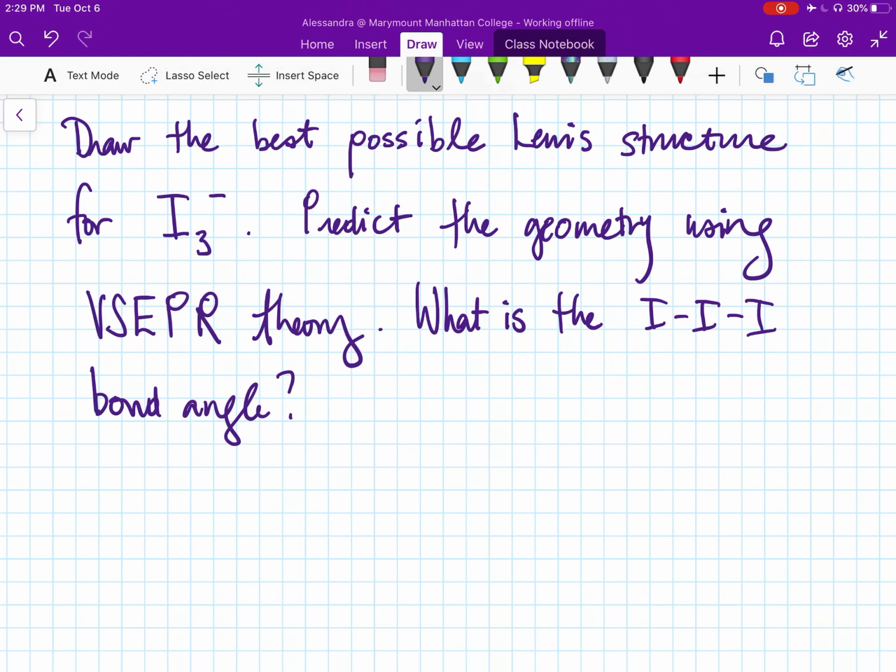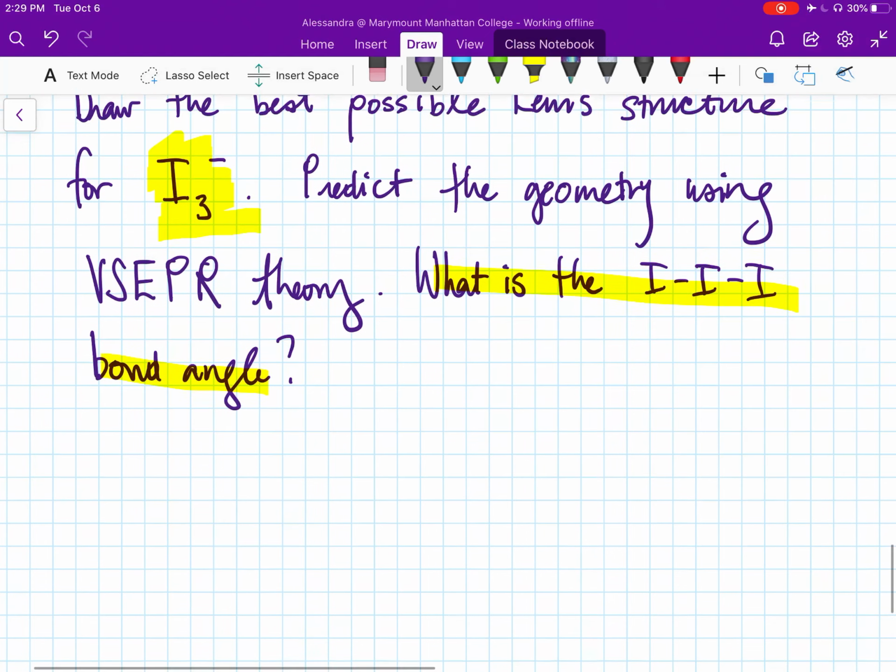All right, let's do another example where we predict the molecular geometry of a species using valence shell electron pair repulsion theory. So in this example, I would like us to draw the best possible Lewis structure for I3 minus, also known as the triiodide ion. And I would like us to figure out what the bond angle is between those three iodines. So they're all bonded right in a row like that.